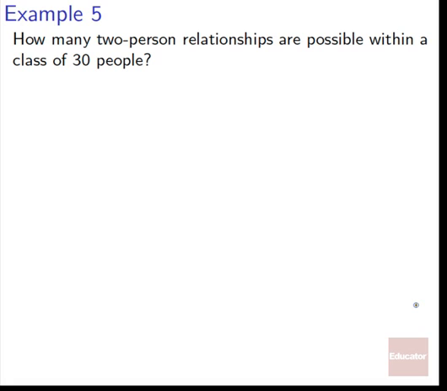Fifth example: how many two-person relationships are possible within a class of 30 people? The first thing to think about is, what does it mean to have a two-person relationship in a group of people? Let's think about this. If we've got blue man, red man, and green man, what does a relationship between any of these people look like? Well, a relationship is red man and blue man talking to each other, or blue man and green man, or green man and red man. That's a two-person relationship, how these connections are.